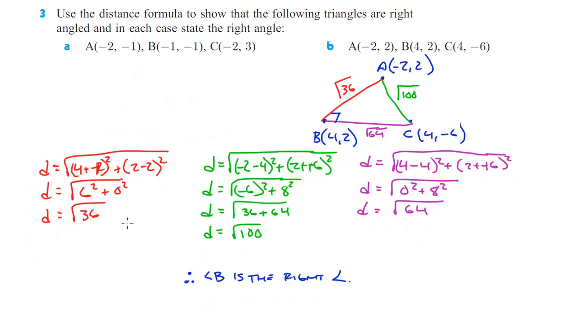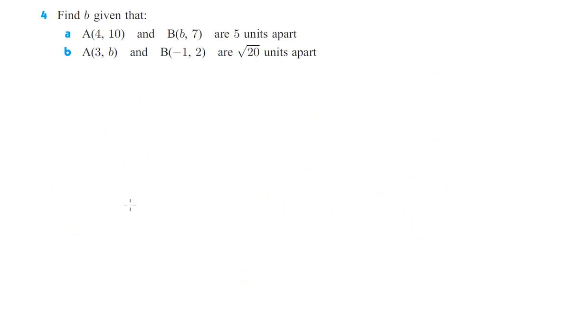Okay? All right, well, the last one to take a look at is number 4. Find B given this stuff here. Now this is a little different because you're getting a variable in as one of your points, but it does give you the distance. So let's just keep using our distance formula.